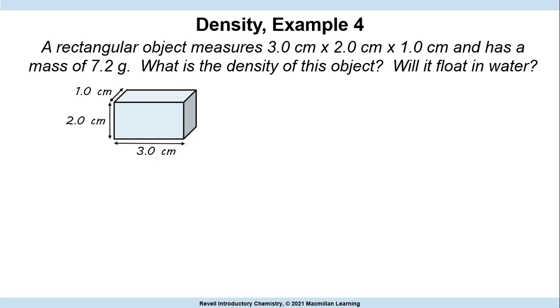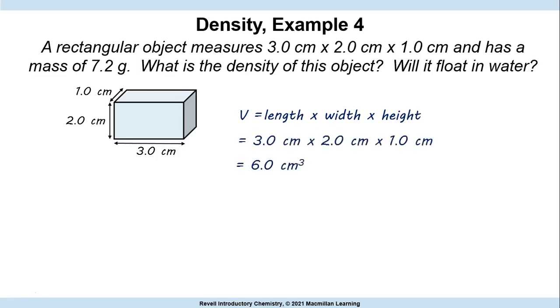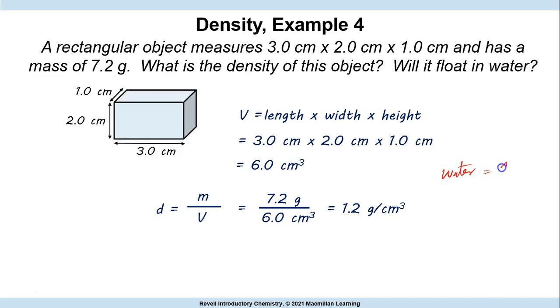So the volume will be gotten by 3 times 2 times 1, the length times width times the height. That gives us 6 centimeters cube. That's the volume. And the mass is 7.2 grams. So the density is mass over volume, which is 7.2 grams over 6.0 cm cube. That gives us a value of 1.2 grams per cm cube. Now, will it float in water? Remember the density of water. Water has a density of 1 gram per cm cube. So we see here that the density is higher than the density of water. So it's going to sink.